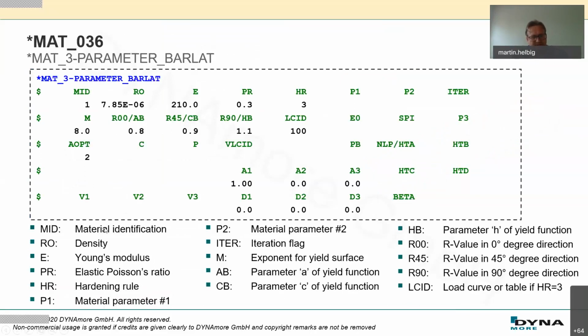You start with the material identification, a density, Young's modulus, and the Poisson ratio. And this is the most important parameter here, this HR. This is the hardening rule. And you have a lot of choices in this MAT 36. Therefore, the other parameters, P1, P2, AB, CB, and so on, HP, change depending on what you put in here as the HR factor. So you will see in the handbook that you have a lot of choices. So these are other adjustable material parameters, material parameter 1, material parameter 2. We have the iteration flag, and here is the exponent of the yield surface.